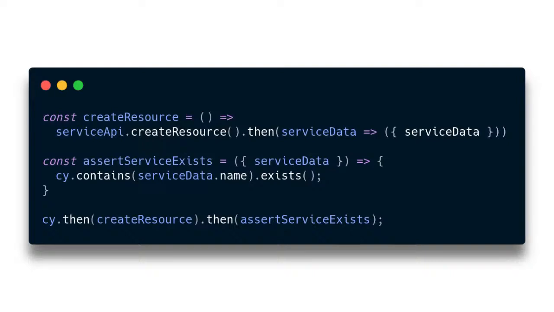Now we have a create resource shard that calls the external API. We just map the return type to be an object containing the result under a service data key. And we have another shard that just does the assertion. Now we are getting somewhere, but the whole then thing is boring. But no problem, we can make it better.